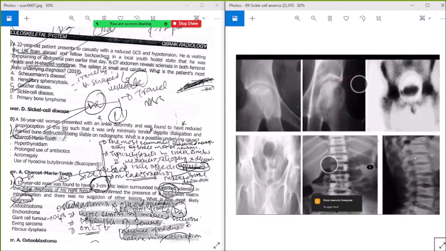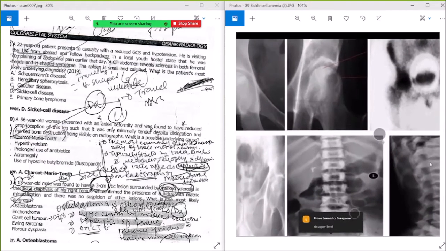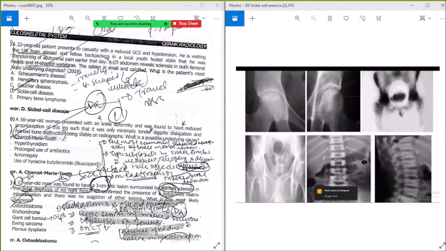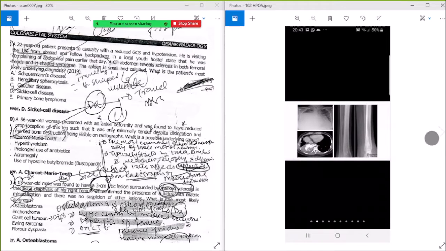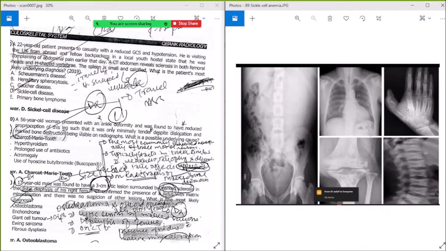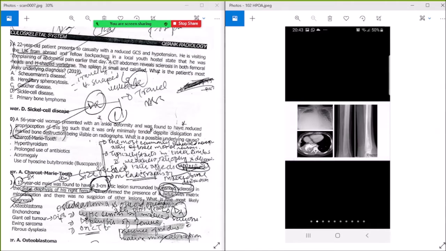The patient has sclerosis in both femoral heads with H-shaped vertebrae. Diagnosis: sickle cell disease. H-shaped vertebrae are seen in sickle cell disease.